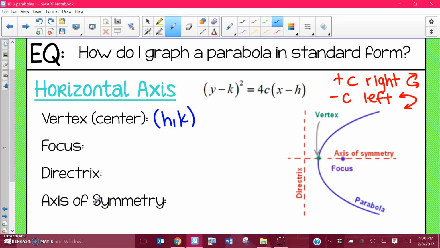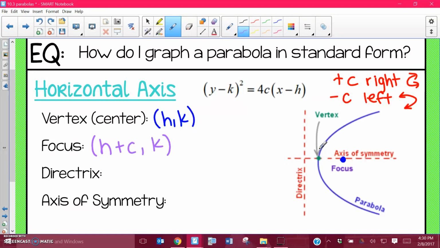And the little thing that's different on this is, if you notice, your focus is always going to be on the inside of your parabola. And so now the inside of my parabola is over here. So instead of adding to the y value, I'm going to add to the x value. So on this one, let me use purple, it's going to be h plus c, comma k.